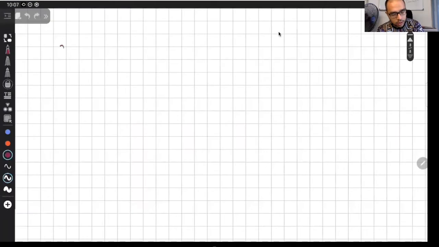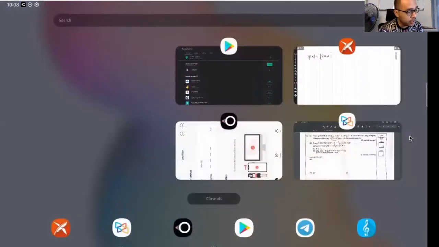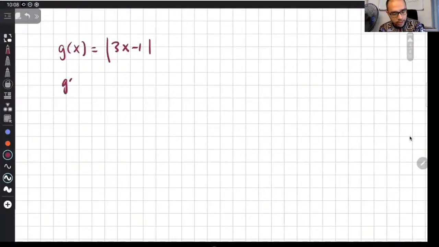Let's say they ask you g(x) equals 3x minus 1. I'm going to use the same equation, but let me solve it first so that I can talk about the graph in a little while. Let's say they say g(x) equals 5. So the first thing you should know is the modulus of 3x minus 1 is equal to 5.